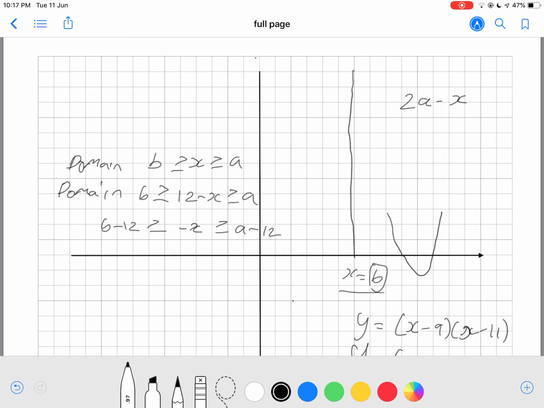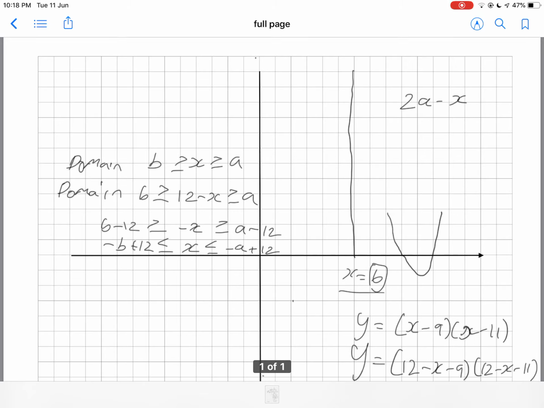Basically, now we have to change the x to a positive x, so we divide everything by negative 1. So negative b plus 12, when you divide by negative 1, you also flip the signs, so that becomes here and here, and that becomes negative a plus 12. So that's basically how the domains would change. You're just replacing x in the equation with 2a minus x, so your domain, instead of x, will just be 12 minus x in this situation, okay?